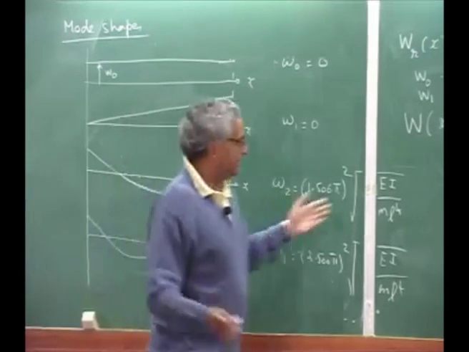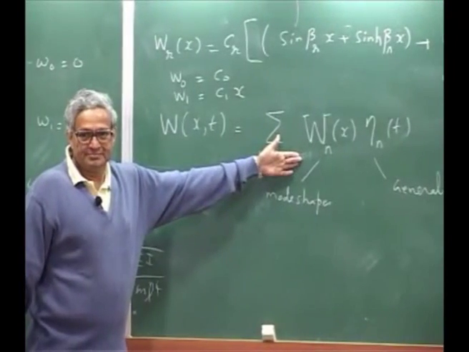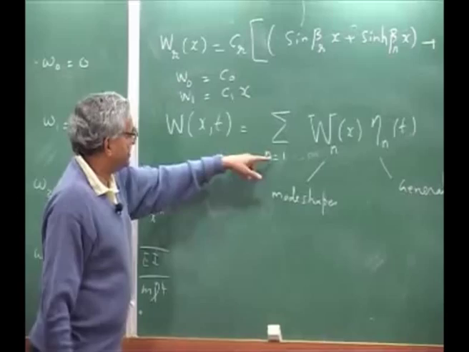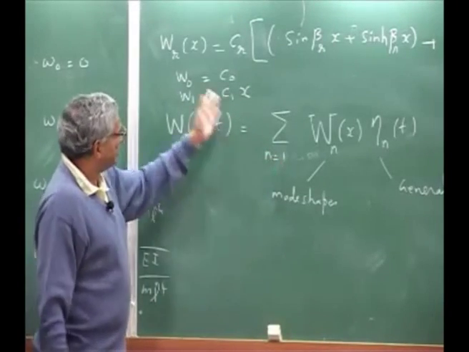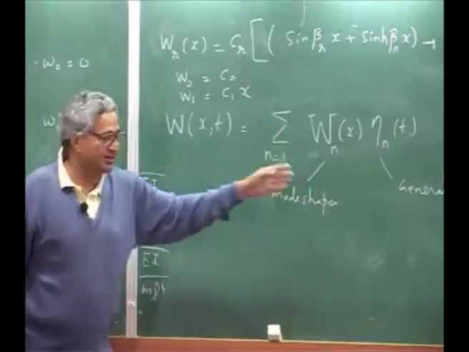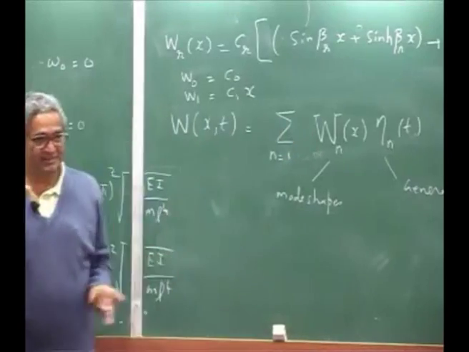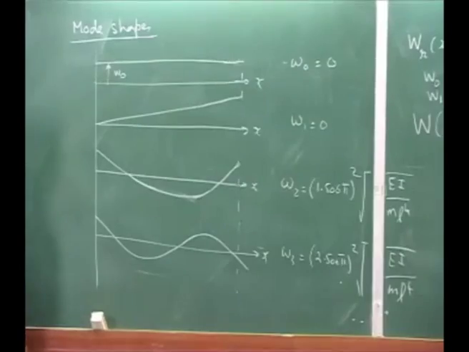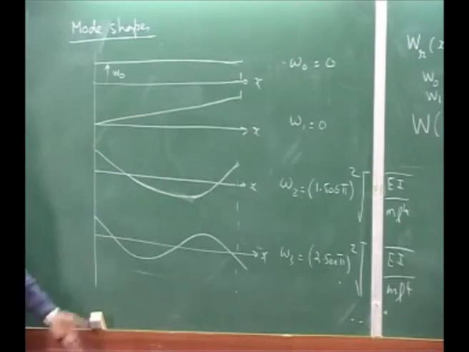And your general motion is this. You can substitute n. I put actually starting from 1, even you can start from 0 also. There is nothing wrong because 0 is the rigid body mode. That is 1. Okay. You can start from 0 or 1, that is just an index.